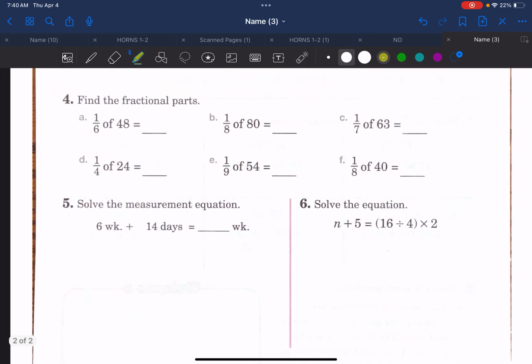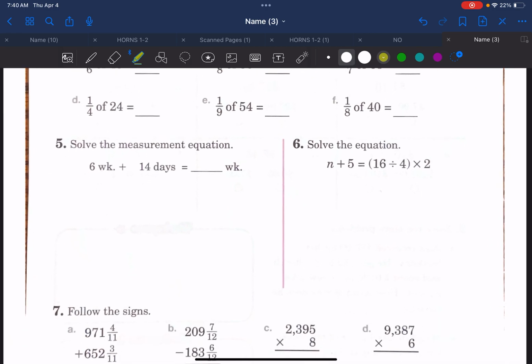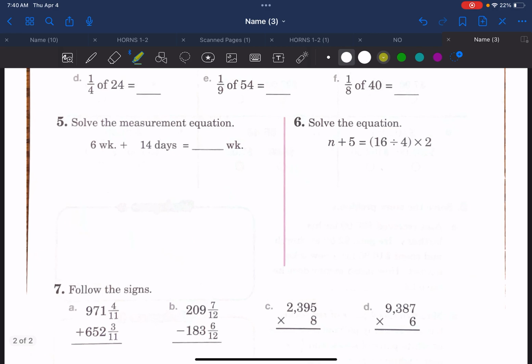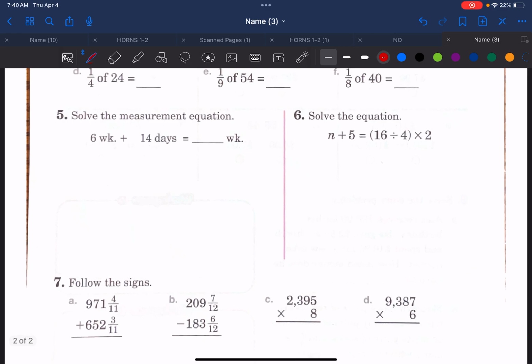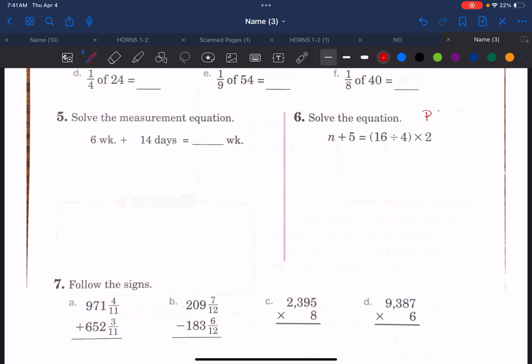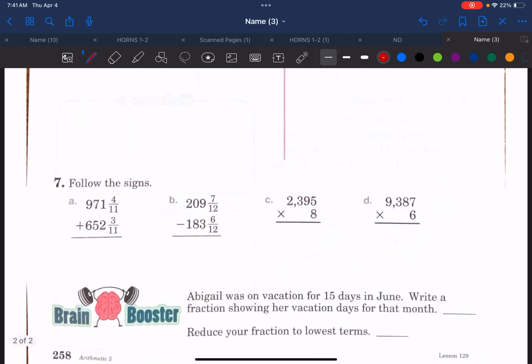Practice finding the fractional parts. You have a conversion, some algebra. Remember on algebra, it has the algebra, but it also on this first side has order of operations, so you need to remember to do PEMDAS. Okay, and then follow the signs to solve the equations.